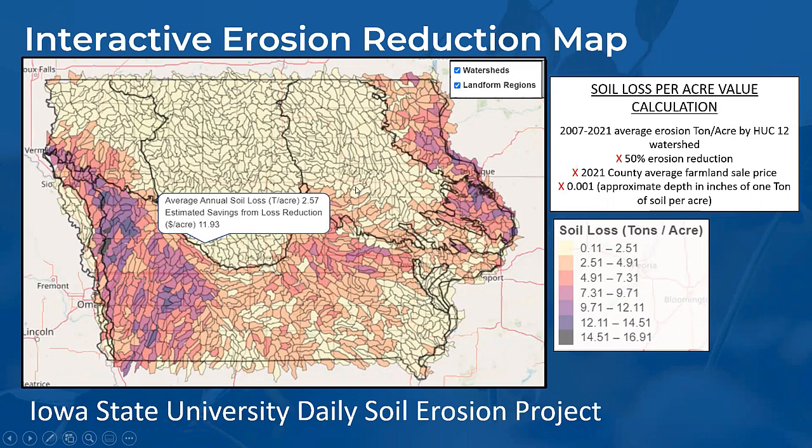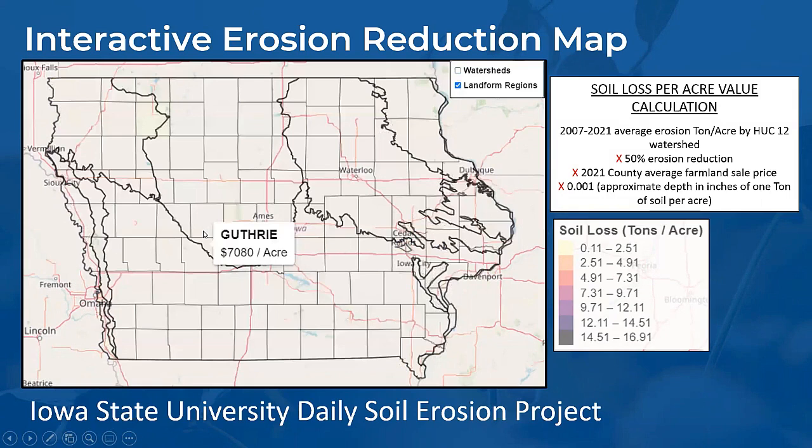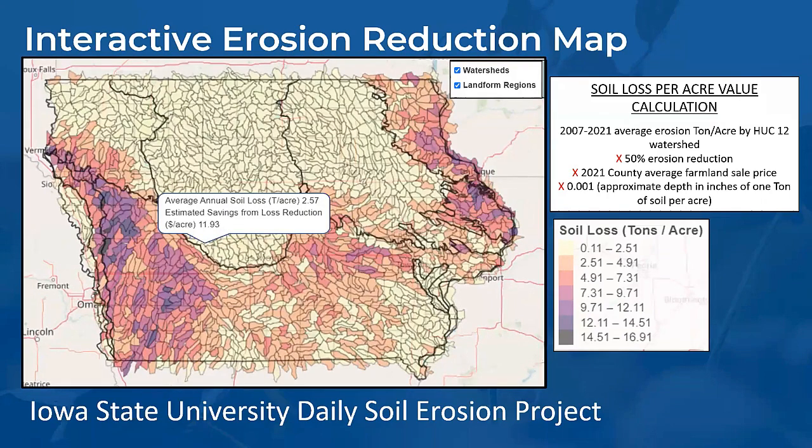So in this case, this is one of the fields or areas, I believe it's in Guthrie County, and you can see that the average land price in 2021 was $7,000. Again, this is quite unique and quite slick. And again, you can change this number as well.